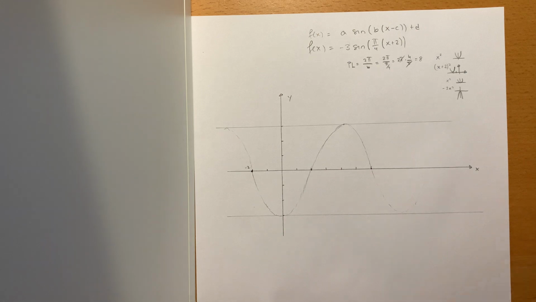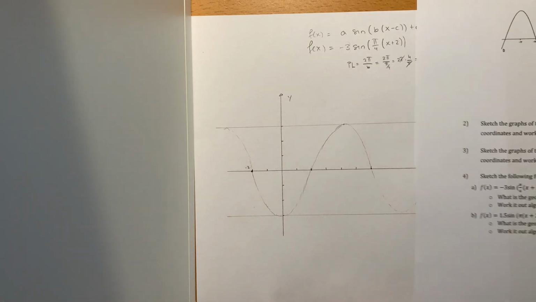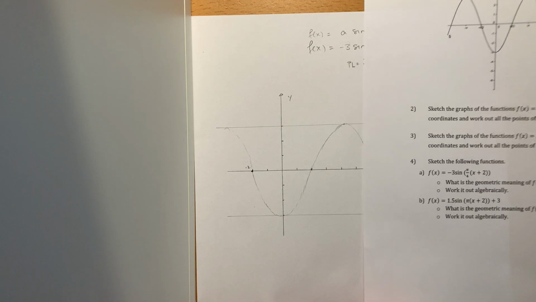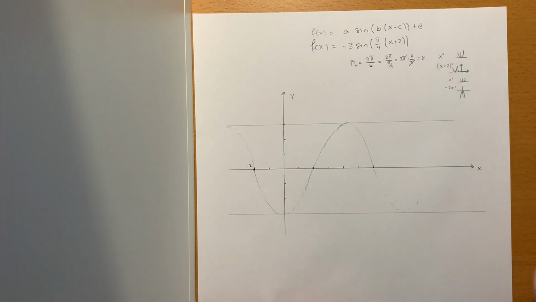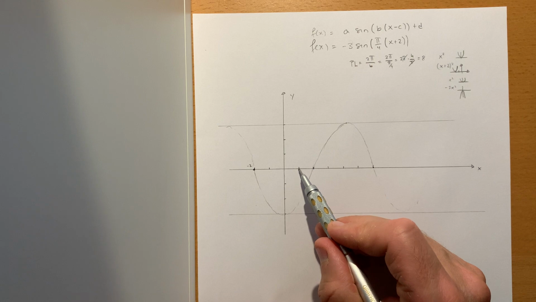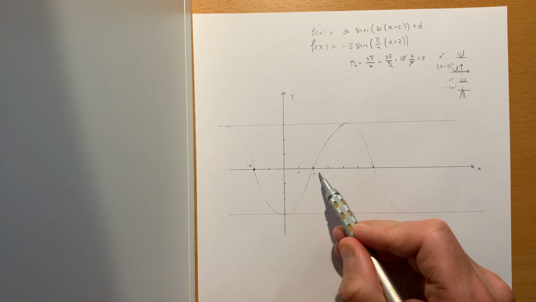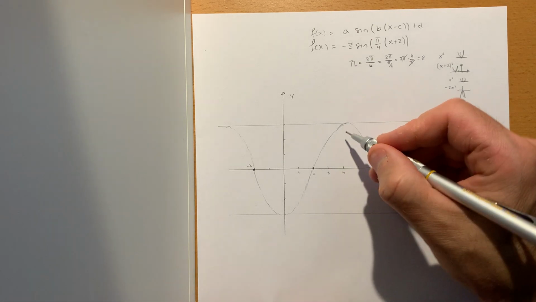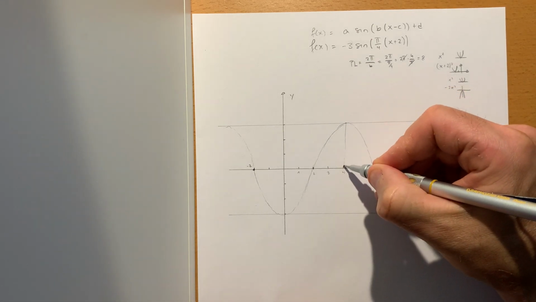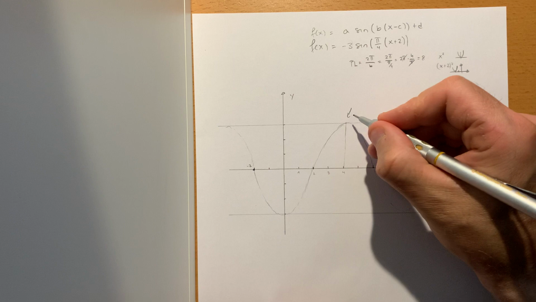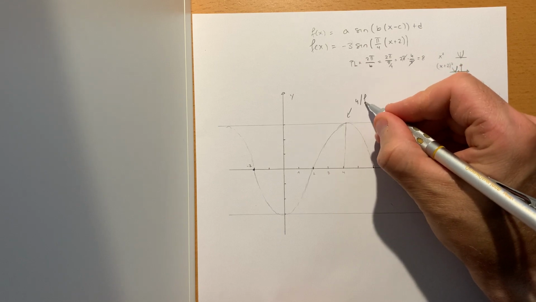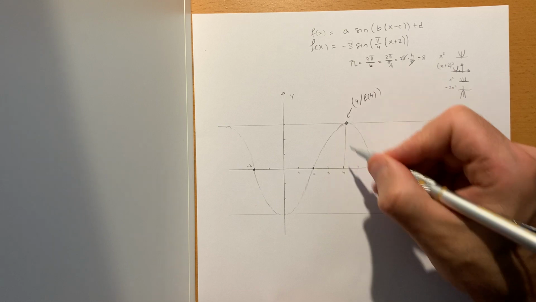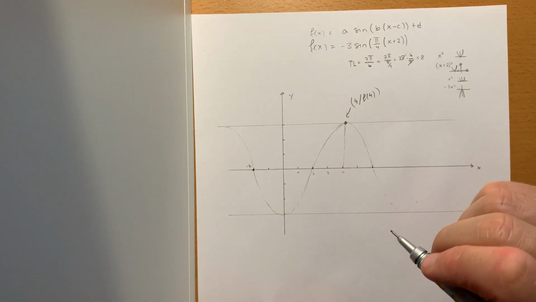Now, what is the geometric meaning of f of 4? Well, f of 4, this is 1, 2, 3, 4. f of 4 is in fact this y value. So this point is (4, f of 4). It's the y value of this point.